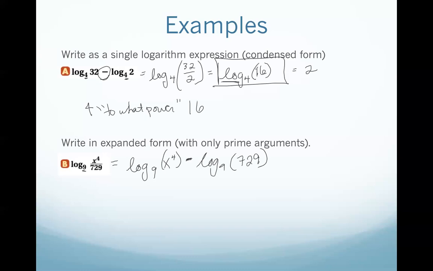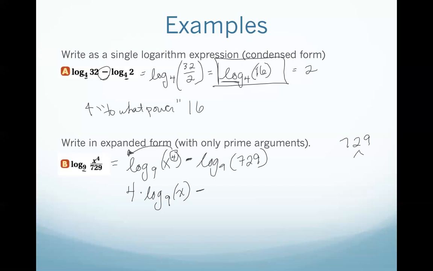Okay, that's not completely expanded. Our goal is to have only prime arguments. So that means not x to the 4th. I want that 4 to come out as a coefficient. That was our third property. So this becomes 4 times log base 9 of x. Now that first term I can't simplify anymore. However, our second term, 729, is not prime. So I'm going to ask myself, what numbers factor from 729?